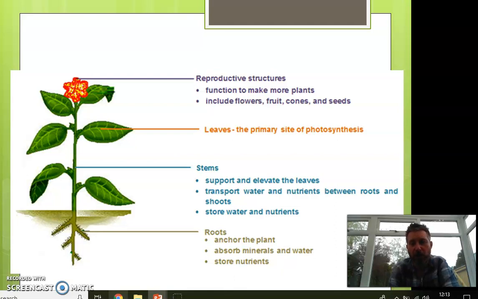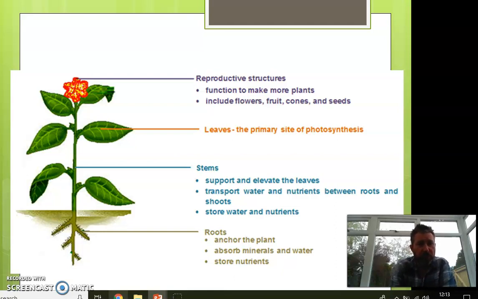Leaves are the primary site of photosynthesis, and we'll look at the adaptations of a leaf to help them photosynthesize in a little bit. C was the stem, and the stem does a number of jobs. Main job really is to support and elevate the leaves. Plants need to get close to sunlight, so the bigger and longer the stem is, the more effectively they can get that sunlight. It's also to transport water and nutrients from the roots to the shoots, and it stores water and nutrients as well.